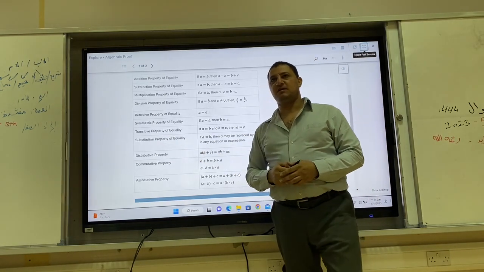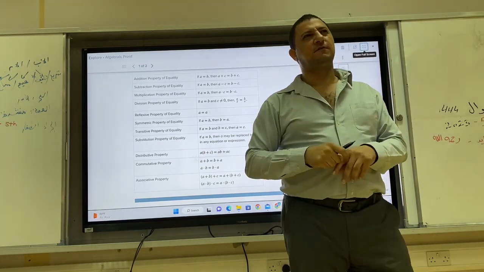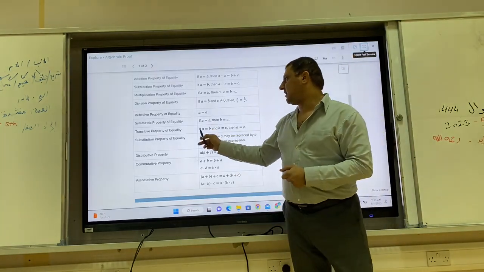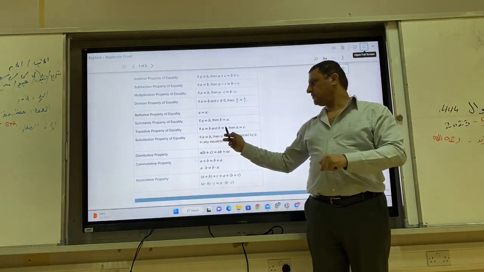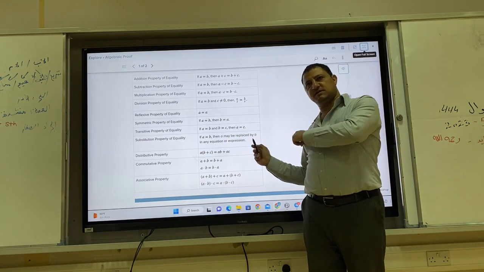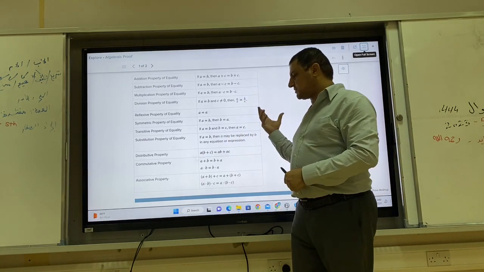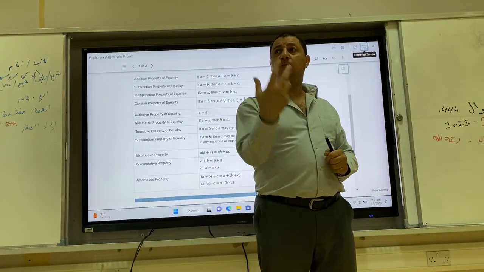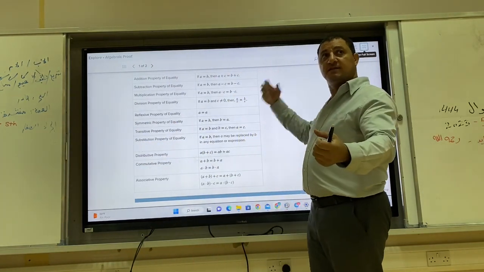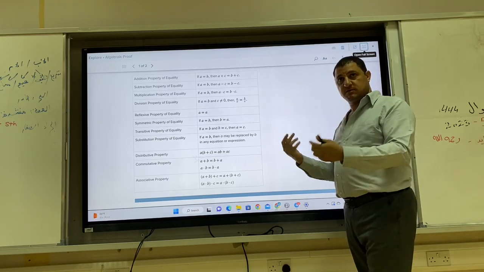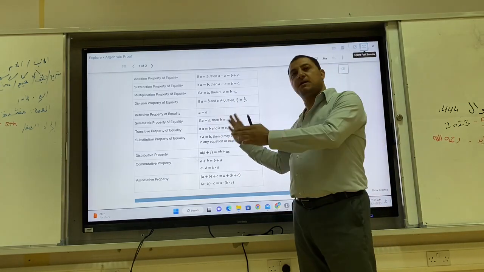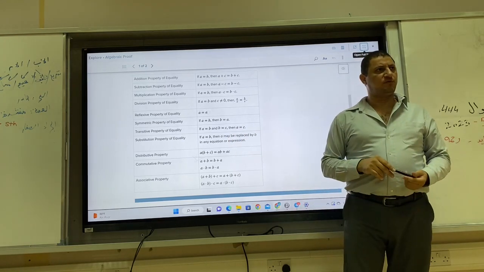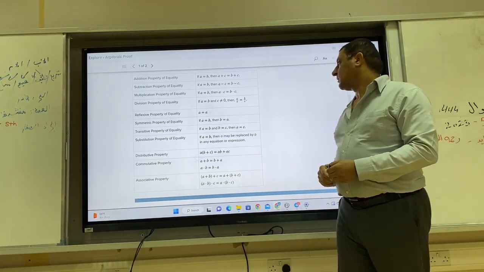Transitive property of equality. This is a similar idea to the law of syllogism. So if A equals B and B equals C, then A equals C. If this screen has the same price as the laptop and the laptop has the same price as the mobile phone, then the mobile phone and the screen have the same price. So if A equals B and B equals C, then A and C are equal. Clear so far? Yes, so far.